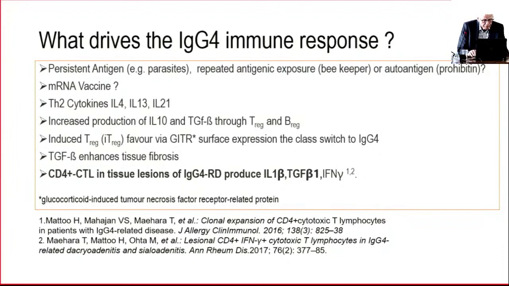And then we have increased production of IL-10, TGF-beta from Treg cells, and induced Treg favor, via a glucocorticoid-induced tumor necrosis factor-related protein, class switch to IgG4. TGF-beta enhances tissue fibrosis, and this peculiar CD4 T cell, which is also killing in these lesions, produces IL-1 beta, TGF-beta 1, and interferon gamma.